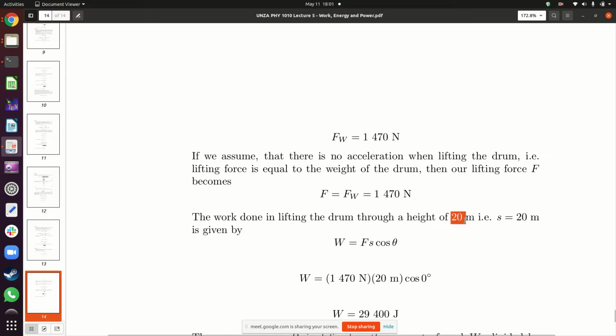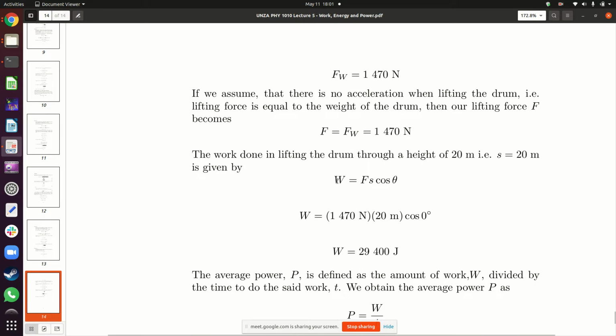So with this force, if you are lifting this thing up through a height of 20 meters, your lift force is up, the displacement is up, so the angle between the lift force F and the displacement is equal to 0. So you can work out the work. The work done is equal to the force multiplied by the displacement, which is 20 meters, multiplied by the cosine of the angle. Since the lift force is up and the displacement is 20 meters up, they're in the same direction, so the angle is 0 degrees.